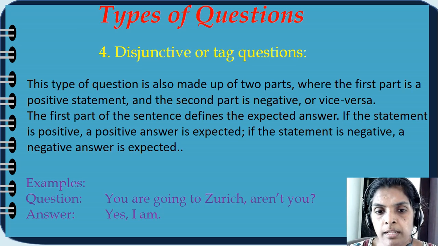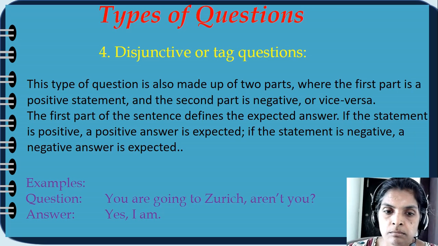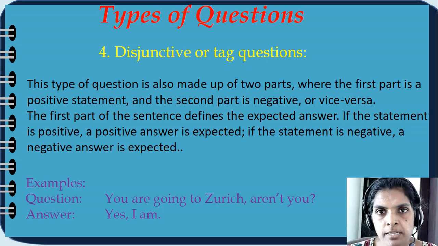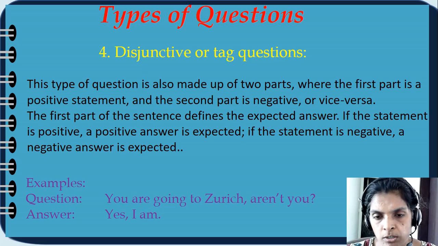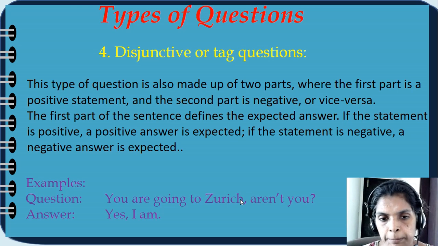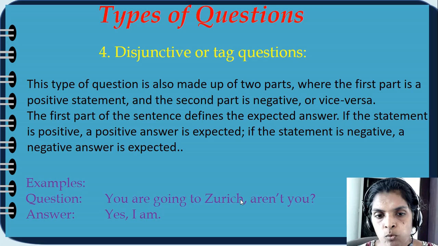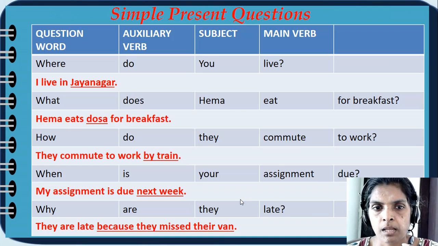See, you are going to Zurich. That is the first part. Aren't you? That is the second part. See, the first part is positive because there is no not there. The second part is negative because aren't you is nothing but are you not. So the answer should be positive only. The questioner is asking that you are going to Zurich, so that he wants an affirmation. He just wants a confirmation. So the answer is yes most of the time. Or the other way around would be you're not going to Zurich, are you? That means he wants to confirm that the person is not going. Okay, this is question tag and you all know very well about question tags.